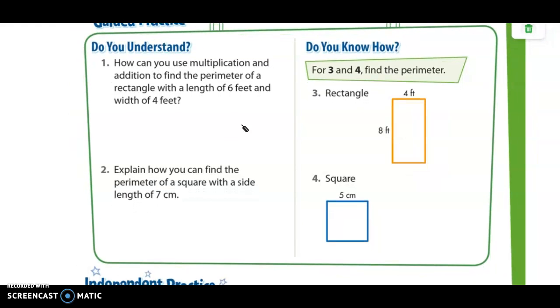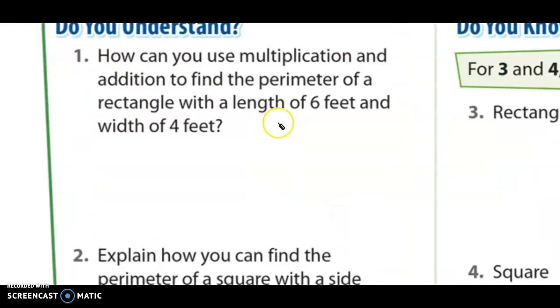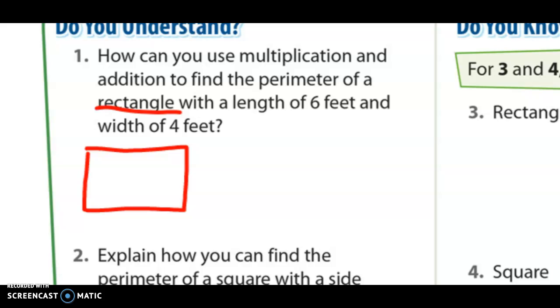Okay. Number 1, how can you use multiplication and addition to find the perimeter of a rectangle with a length of 6 feet and a width of 4 feet? So let's look at that, and I'm just going to draw it. I always like to draw my shapes because it just helps my brain understand instead of trying to picture it in my head and do math on top of it. So they tell us it's a rectangle, so that's why I drew a rectangle. I know it's a length of 6 feet and a width of 4 feet. Okay. Well, remember, rectangles have those opposite sides that are equal, so that makes this side a 6 and this side a 4.